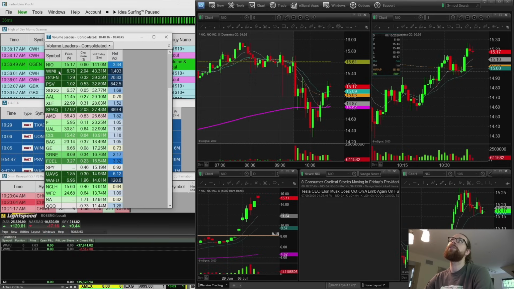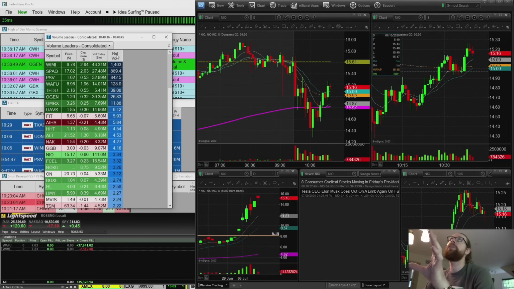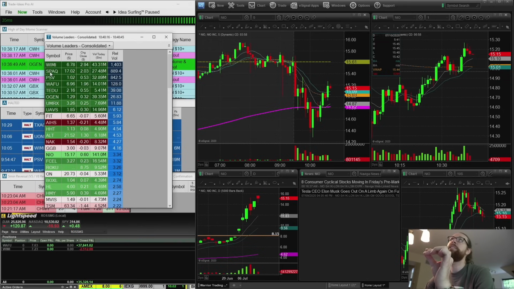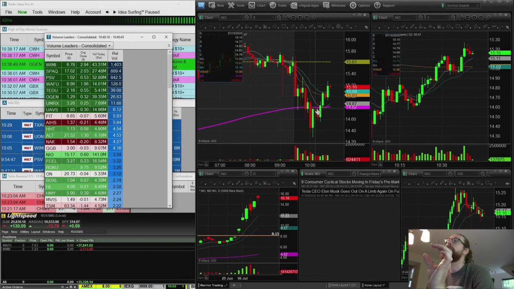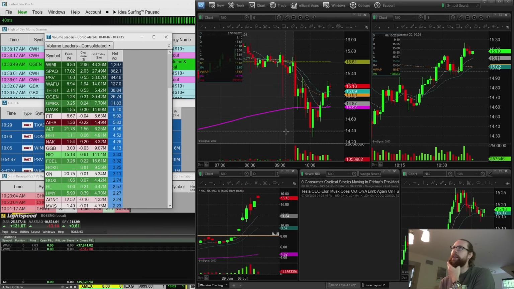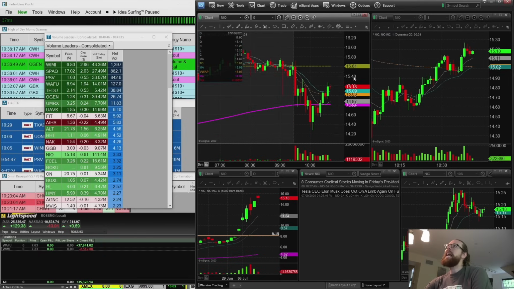Whereas the relative volume on WIMI is 1,403. So if we sorted by highest relative volume, we would see WIMI, SPAQ, PSV, and WAFU. All of these have a relative volume of over 100. So relative volume, in contrast to total volume, compares the volume today to what is normal for that stock, and it's over a set period of days. I don't know if different platforms might use a different number of days, whether it's 14 days or 30 days. I'm not entirely sure, but it's the average volume over a period of time.